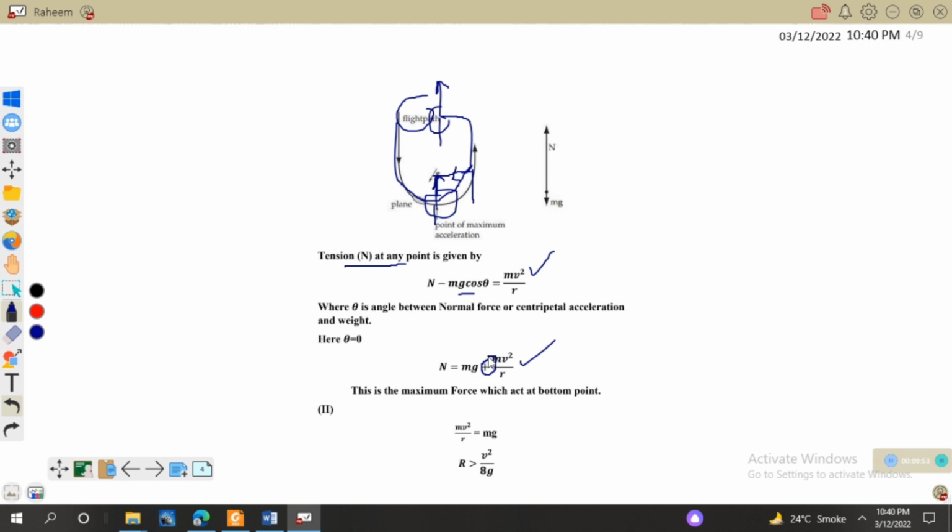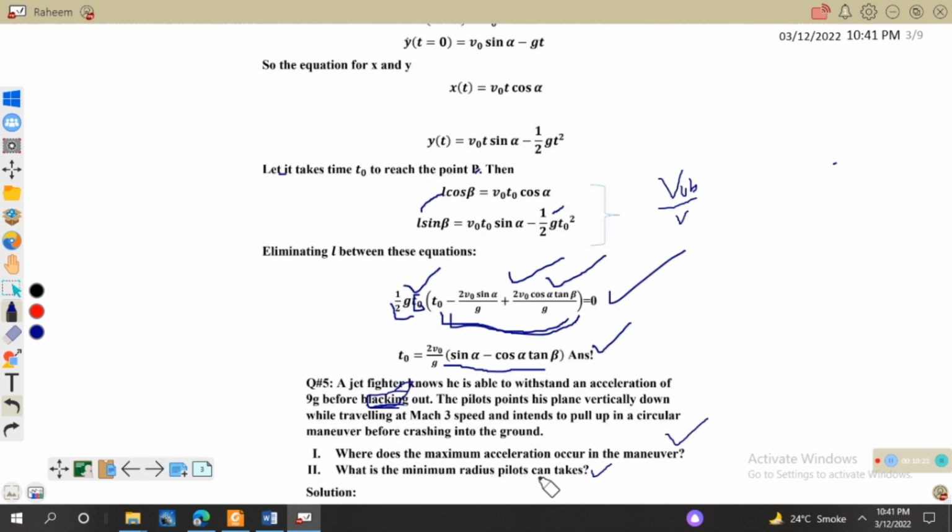This is the point where our normal force will be maximum. This is the maximum force which acts at the bottom point. So where does the minimum force act? The minimum force will act at the highest point, if we consider the ideas of motion in a vertical circle and a horizontal circle. And the second question is, what is the minimum radius that the pilot can take?